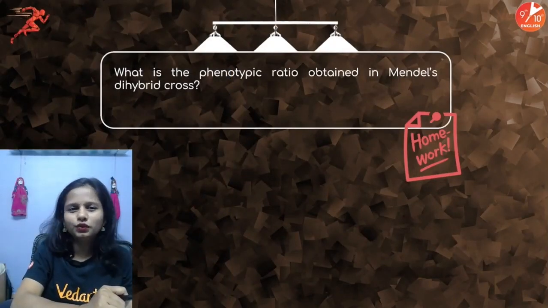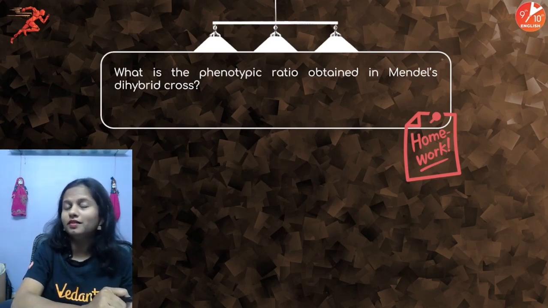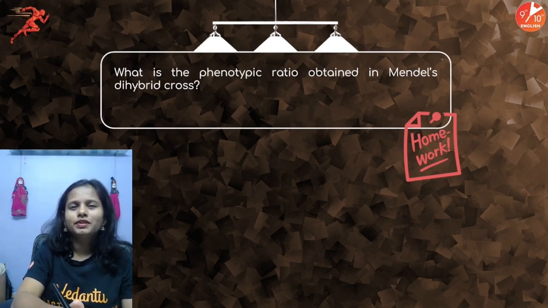And here is the homework question for you. What is the phenotypic ratio in a dihybrid cross? Of course in the F2 generation. So do let me know your answers in the comment section below.